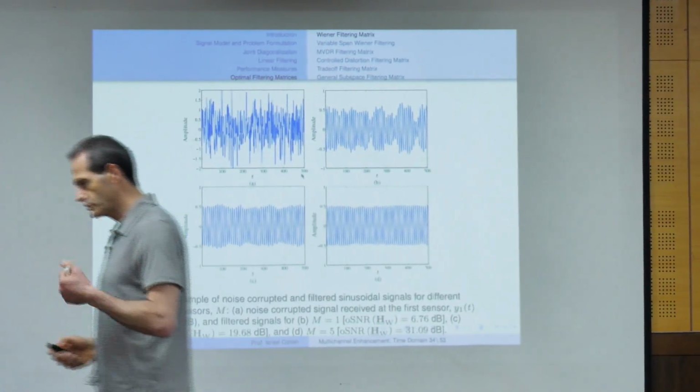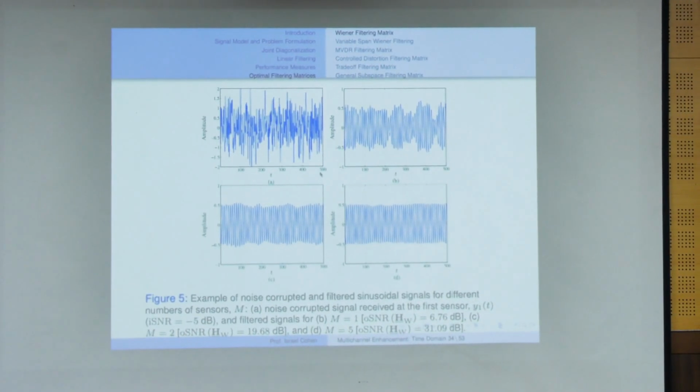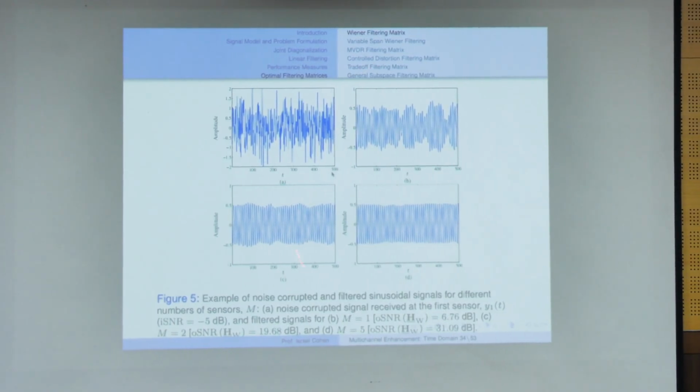This is a realization of this example. So this is the noisy signal. The noisy signal is with -5 dB realization. This is an estimate of the desired signal using a single sensor, m equals 1. This is with m equals 2, two sensors. You see the big improvement, even with two sensors. This is obtained with 5 sensors. Very nice. Using the Wiener filtering matrix.